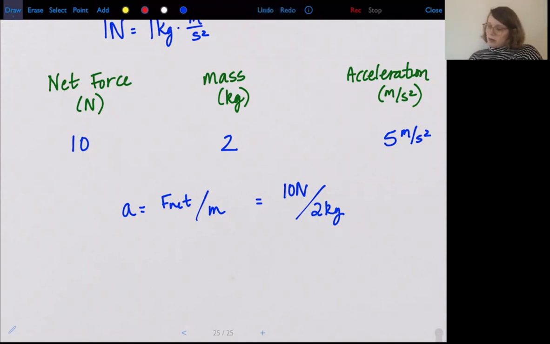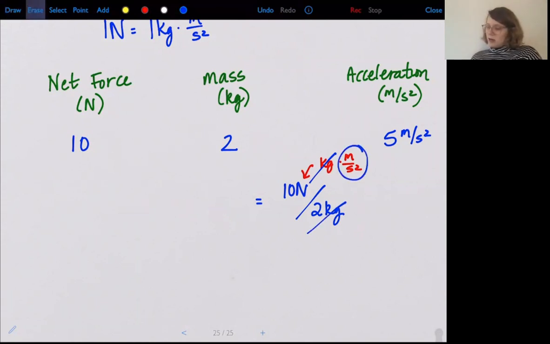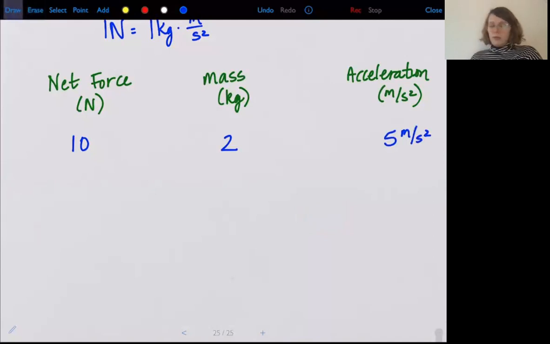Well, remember that a newton is the same thing as a kilogram times meter per second squared. And since I have kilograms on top, kilograms on bottom, I'm left with meters per second squared. Okay, that's pretty straightforward, pretty simple. Just plug it in and solve, okay? So that is our first row.